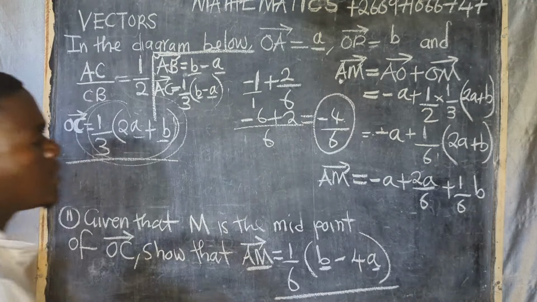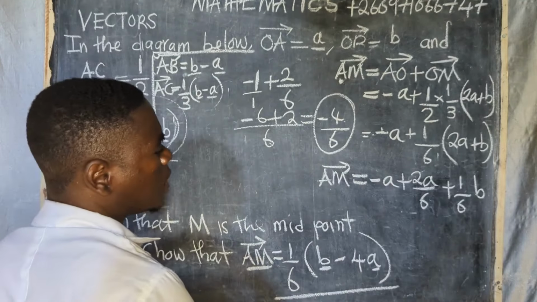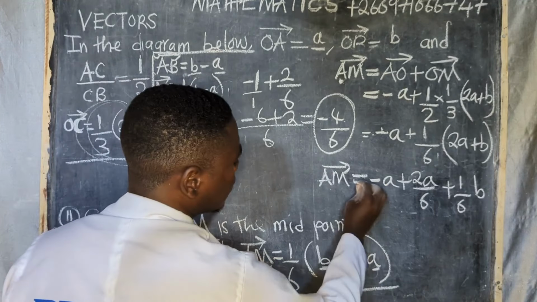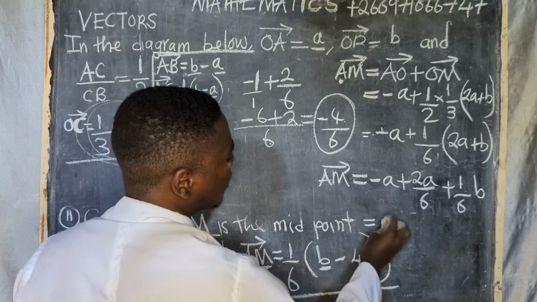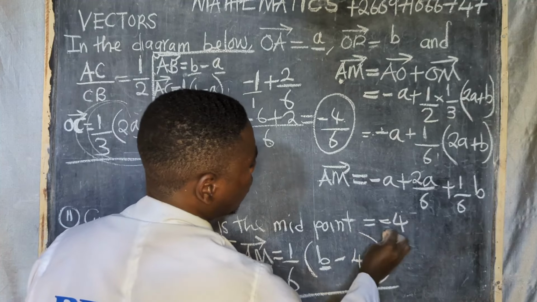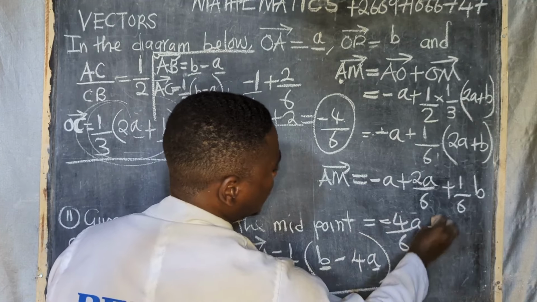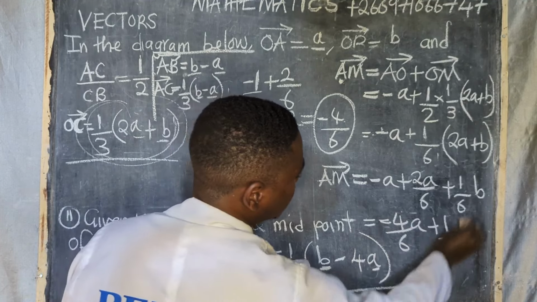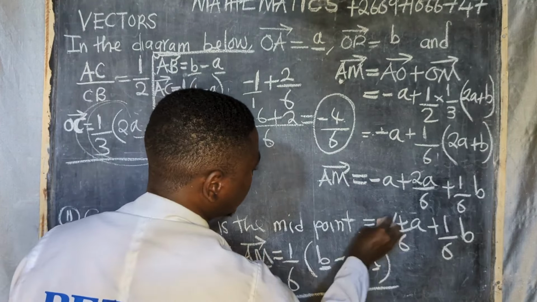So now here there is A. I just need to include the A. So the answer there is equal to negative 4 over 6, then I put my A there, then plus 1 over 6B. Hope you are able to see that it has even come out. There is a negative there.